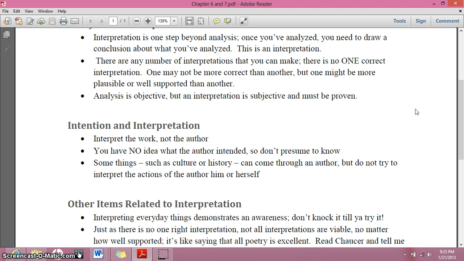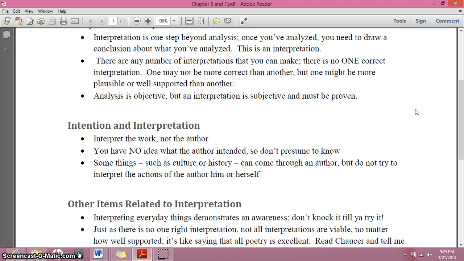When it comes to intention and interpretation, intention refers to the author's intention as they sit down to write something. Just steer clear of that, really. At the 101 level, I don't run into too many problems of that. Just focus on the work. Focus on the text. Focus on what you see occurring there. Kind of ignore the author for now.